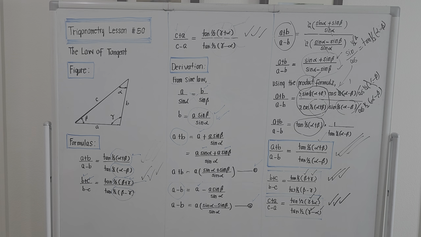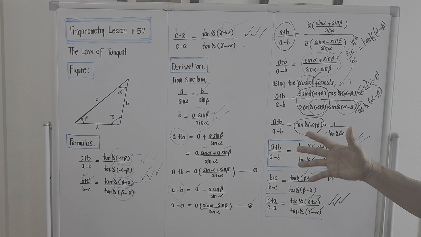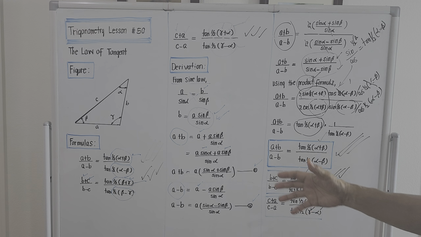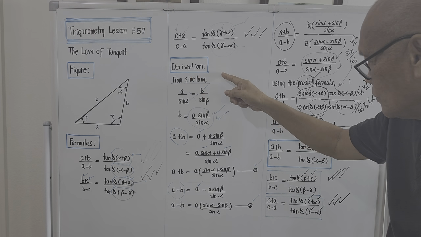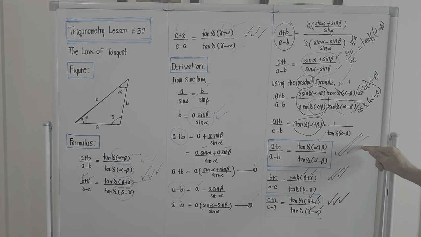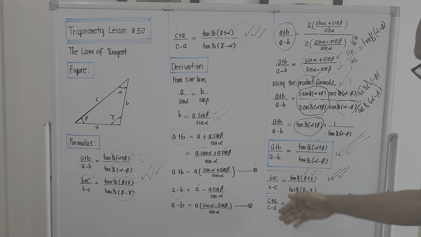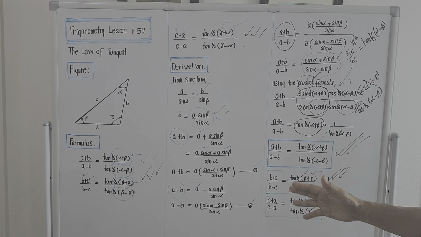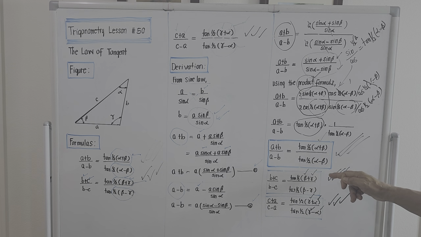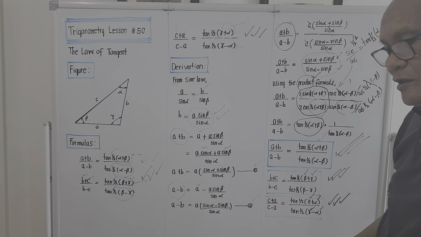Okay, that's it, guys. These are the derivation of the three formulas under tangent law. We just started with sides A and B. We derived this one. And to derive the other two, we just replace the sides and angles by their corresponding values. So we derive equation number 2 and number 3. Okay, that's it, guys. That's tangent law.